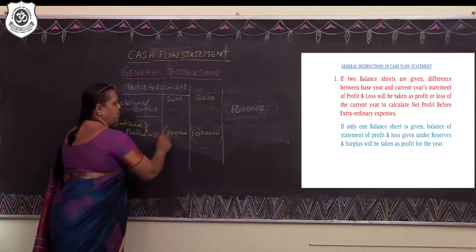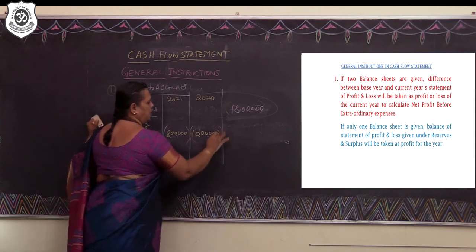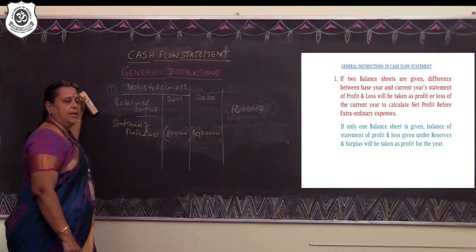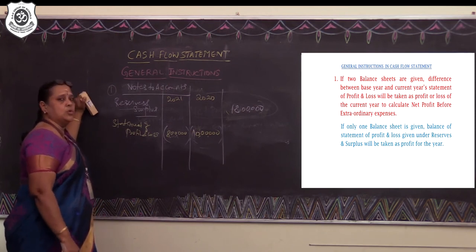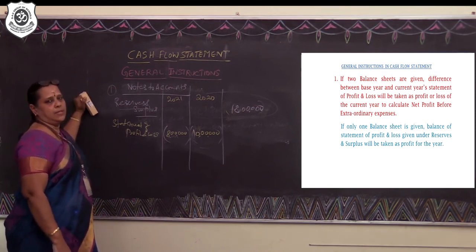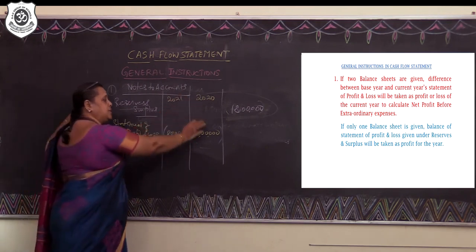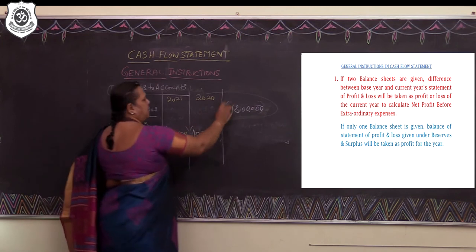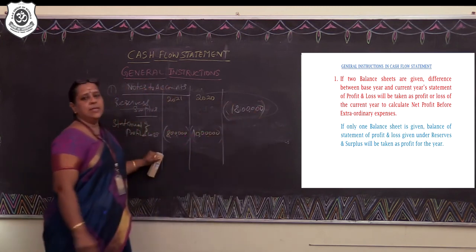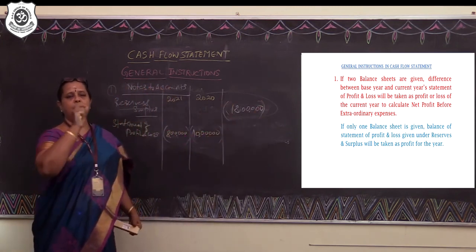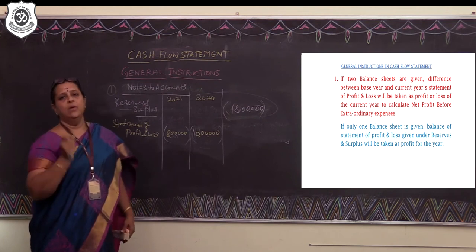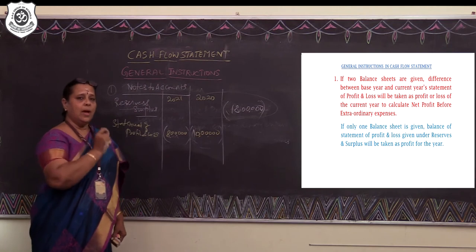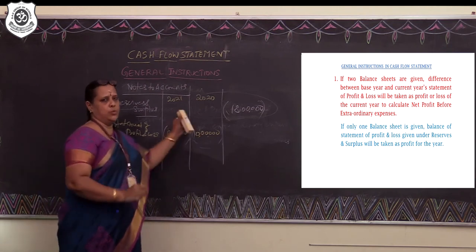Other way around. Base year there is a profit of 10 lakh and current year there is a loss of 8 lakhs. That means even after adjusting the profit of the base year, the loss is 8 lakh. That means loss for the current year is 18 lakhs. Current year minus base year will be the profit for the current year. Therefore, we will arrive at the profit this way only.